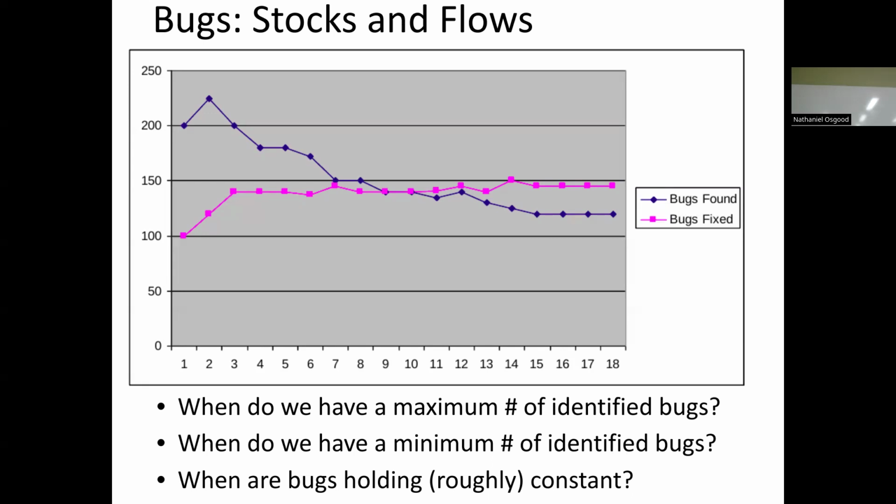When, over time here, are there the largest number of identified but not yet fixed bugs? Still defects. When is that the high? Anyone?